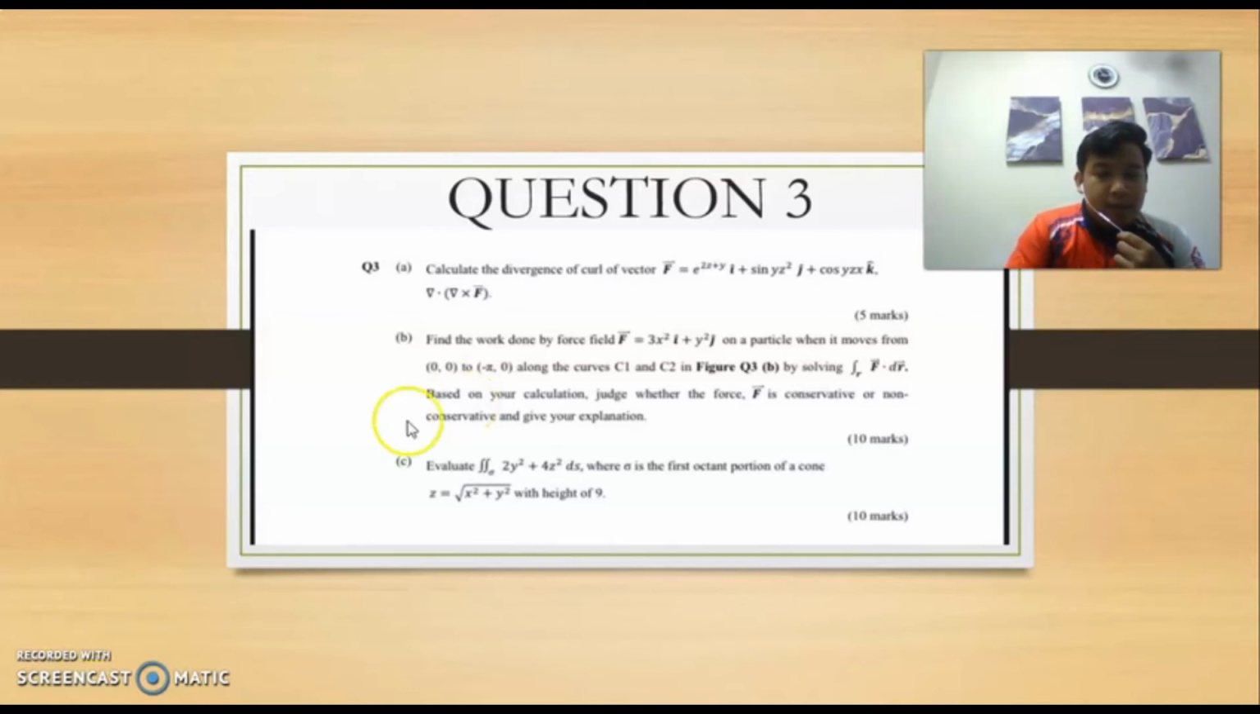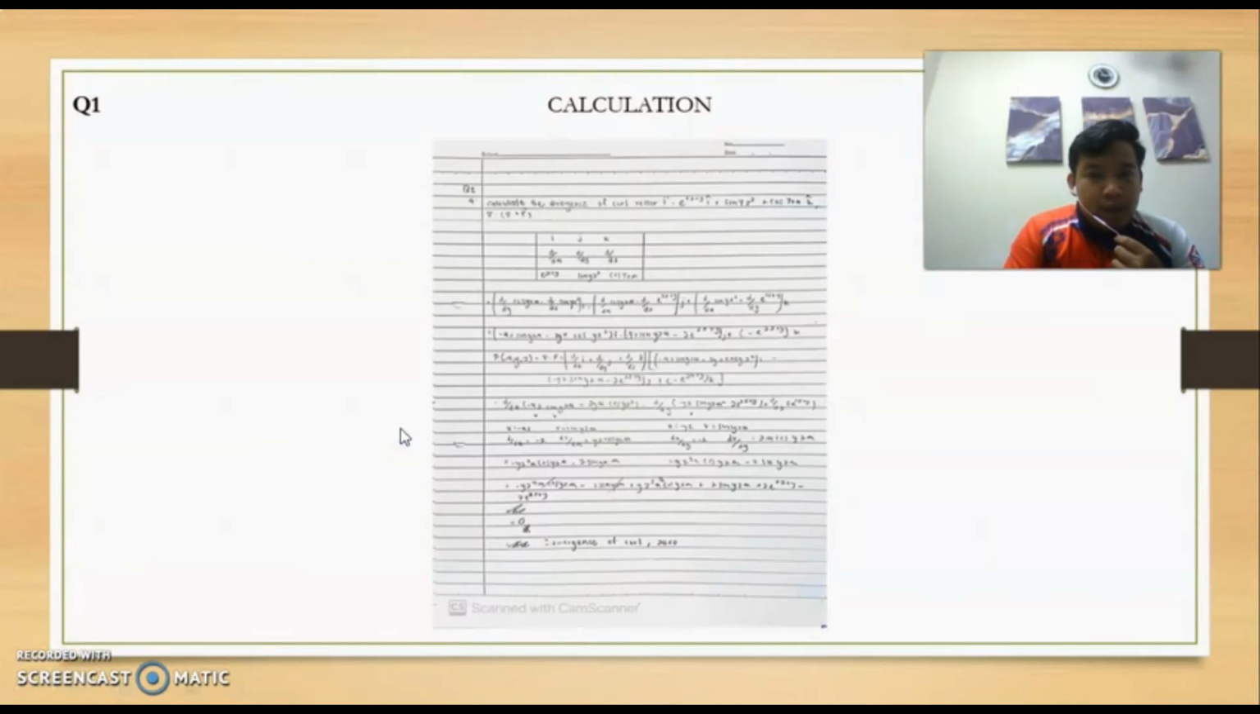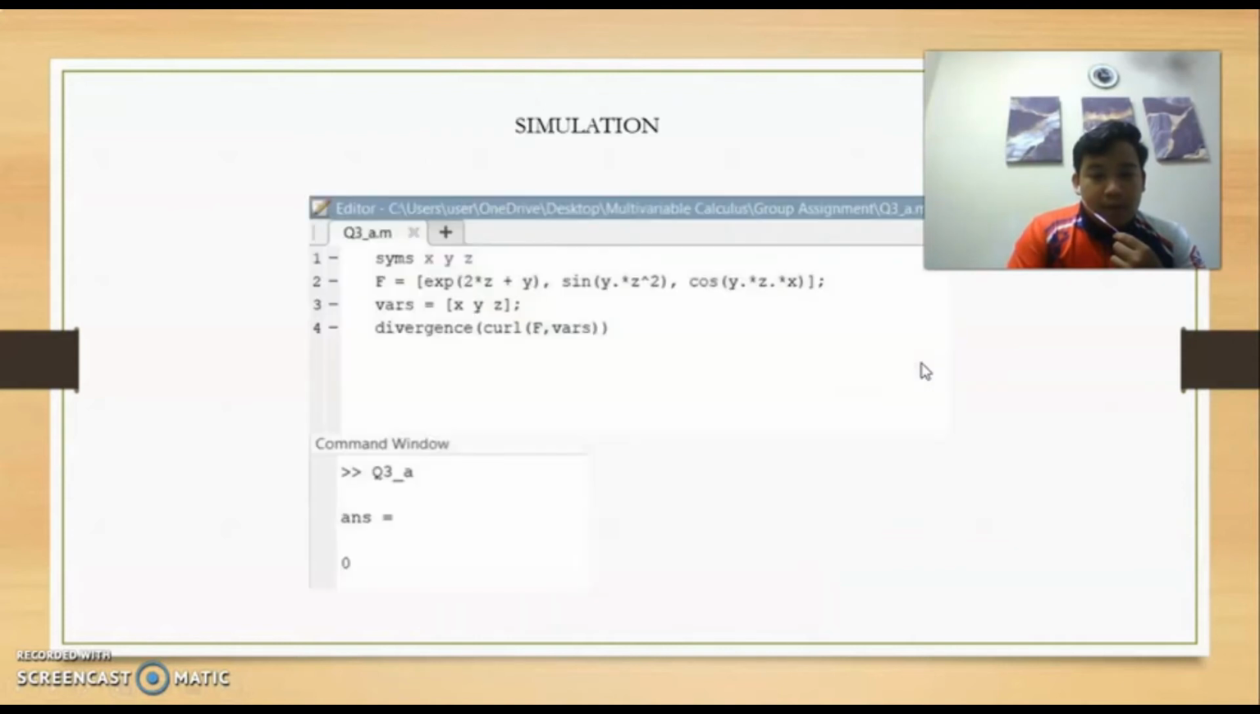First of all, for question A, we need to calculate the divergence of the curl vector. So the first step, we need to do the cross product. And after we do the cross product, we need to differentiate the answer against x and y. So after the calculation, we get the divergence of curl is 0. So this means we achieve the same answer for the simulation.